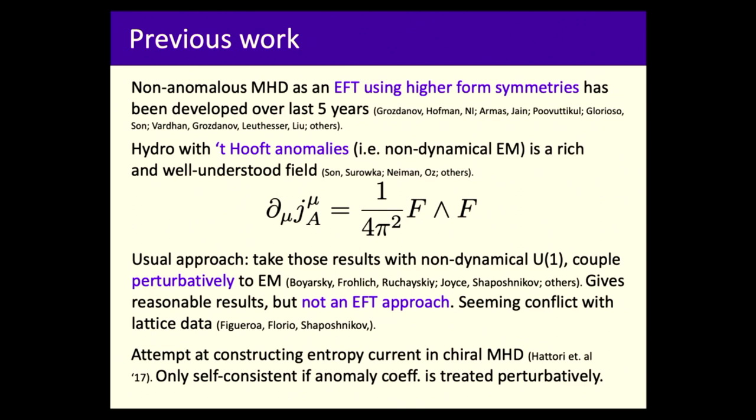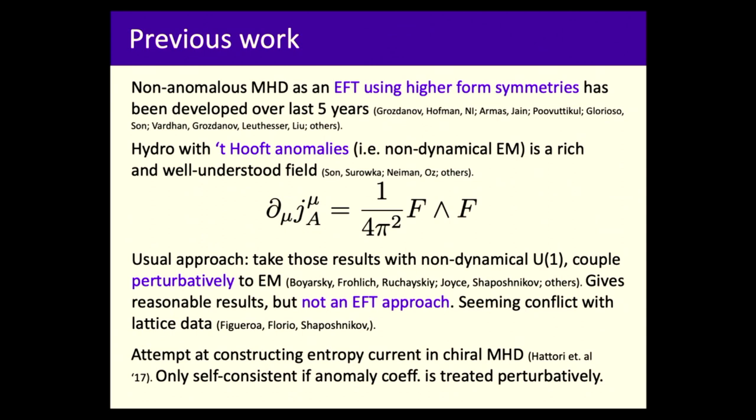Hydrodynamics with anomalies, in other words, what you get if E and M is frozen, is an extremely rich and well-studied field. This was first understood in the context of holography and later developed by lots of people. There, if you have a current where the non-conservation is given by an anomaly, there are very precise terms that appear in the hydrodynamics that are completely determined by the anomalies. Okay? So the second law of thermodynamics results in there being very precise terms. This is a super interesting subject that is by now very well studied, very deep.